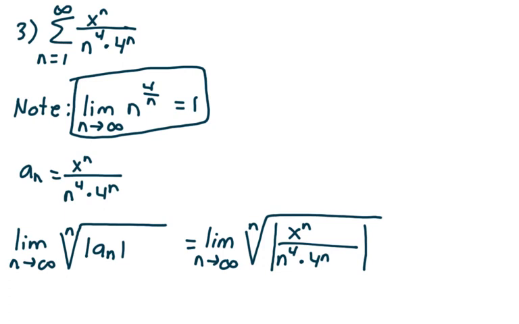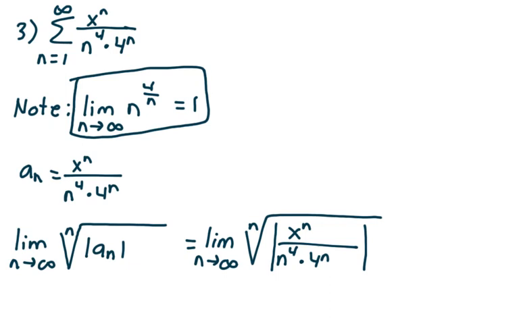And we can go over this at the end of this video. That's totally fine. Now, a sub n is x to the n over n to the fourth times 4 to the n. This is a perfect one to apply the root test. So we're going to look at the limit as n goes to infinity of the nth root of the absolute value of a sub n.